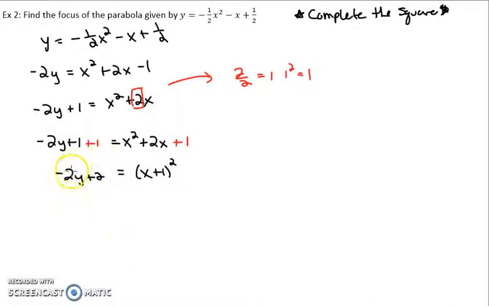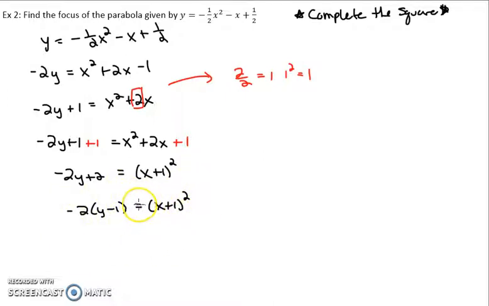This doesn't look right, because if we look at our standard form, it has to be a number times some parentheses with y. So what we can do here is factor out a negative 2 and make this y minus 1 equals x squared plus 1, x plus 1 quantity squared. Now we're in standard form. So we can find our focus.